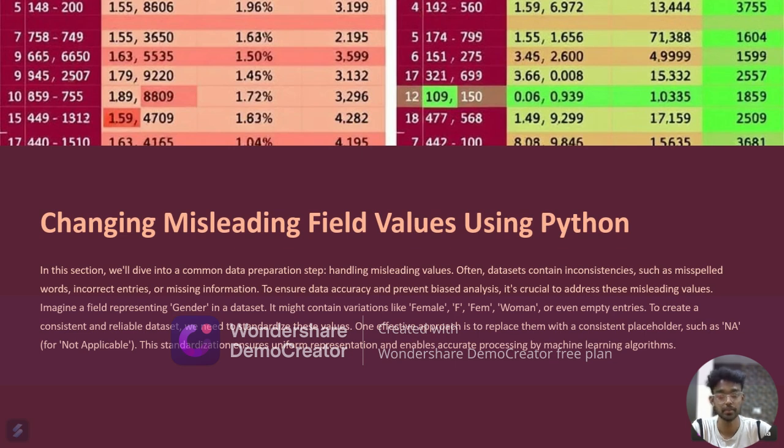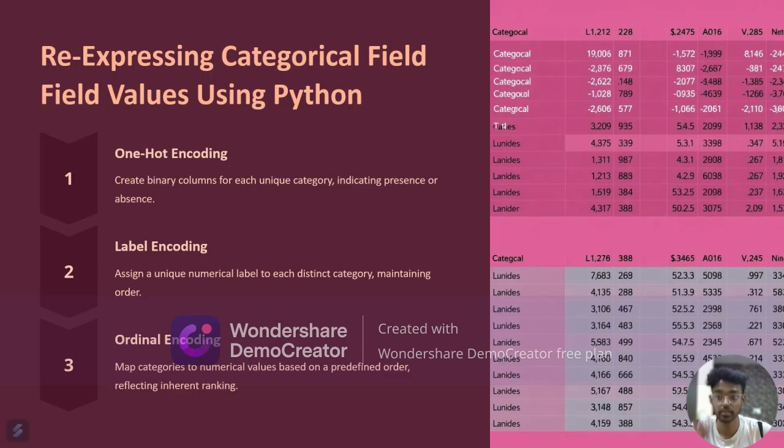Imagine a field representing gender in a dataset. It might contain variations like female, femme, woman, and so on. To create a consistent and reliable data set, we need to standardize these values. One effective approach is to replace them with a consistent placeholder such as NA, not applicable. This standardization ensures uniform representation and enables accurate processing by machine learning algorithms. Now jumping to the next slide.